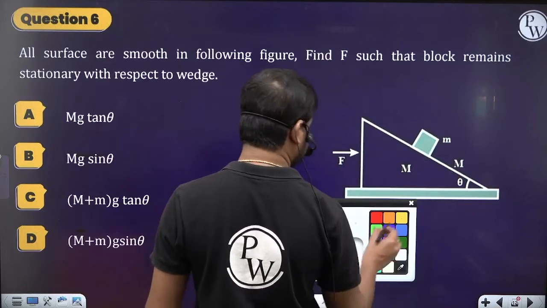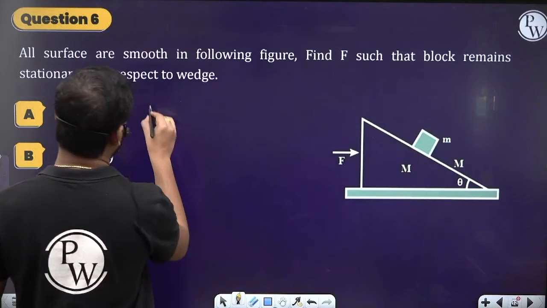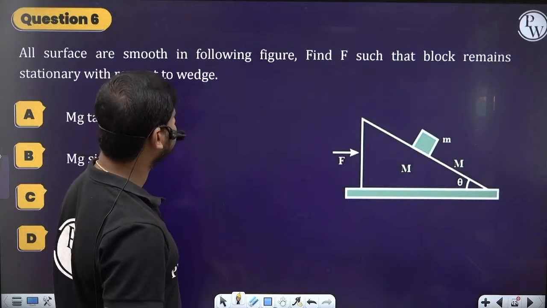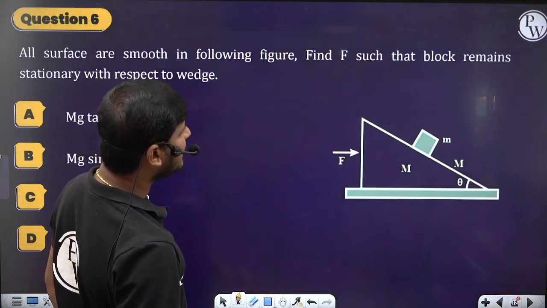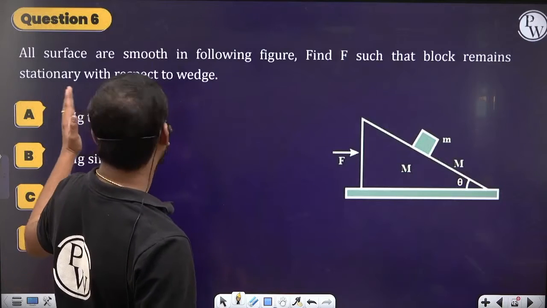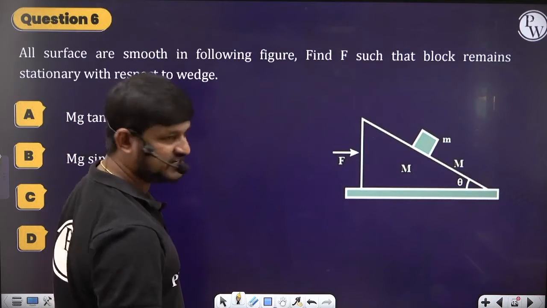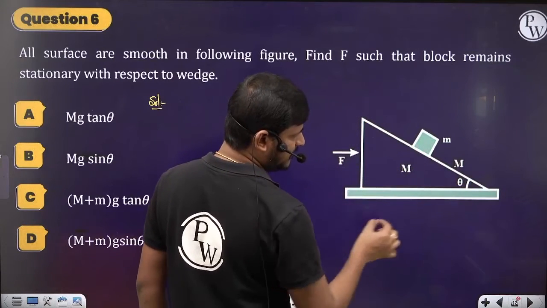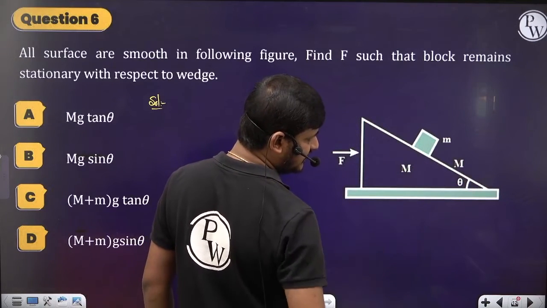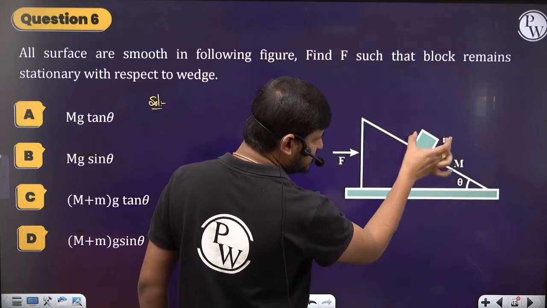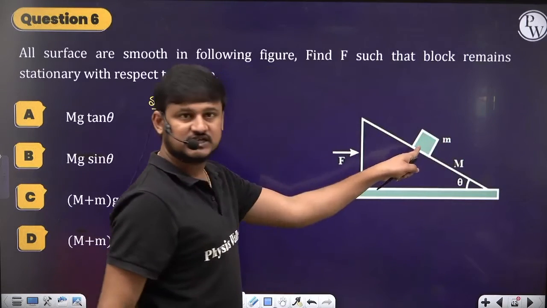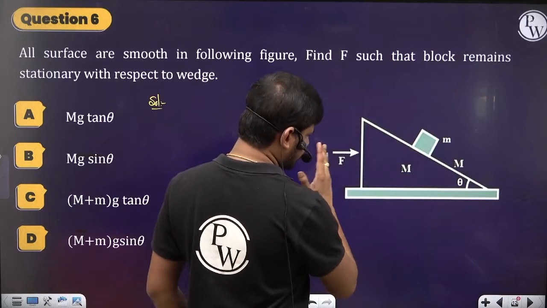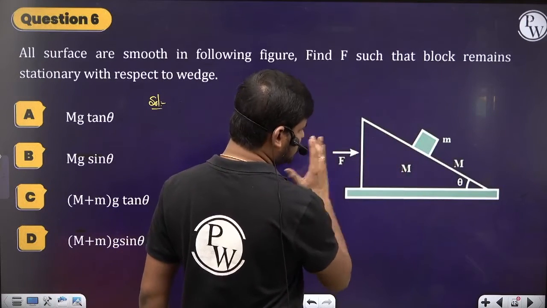Let's take one more question. What does the question say here? All surfaces are smooth in the figure. Find F such that the block remains stationary with respect to the wedge. See here, this is a wedge of mass capital M, and this is the angle theta here. On this wedge, the block of small m is placed. On the whole wedge, the force applied is F.